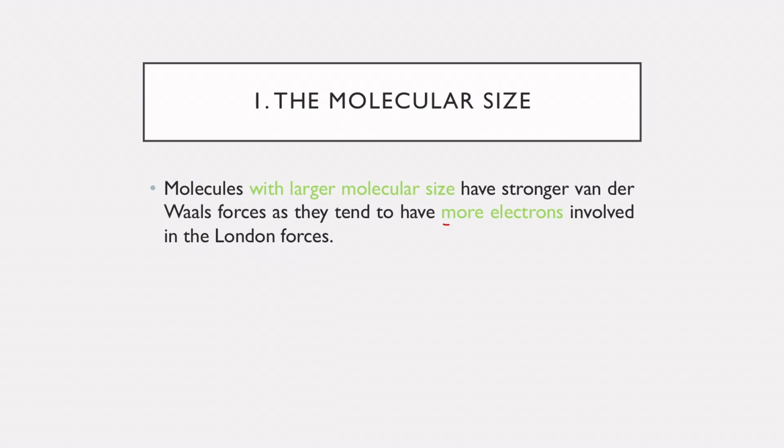So, key dia ialah more electrons. Kenapa kalau banyak elektron, London forces dia lebih kuat? Why is it that if you have more electrons, then your London forces will be stronger? It is because the movement of electrons, lebih banyak movement of electrons within your molecule, then the strength of your intermolecular force will be stronger. Okay? It's quite straightforward lah.